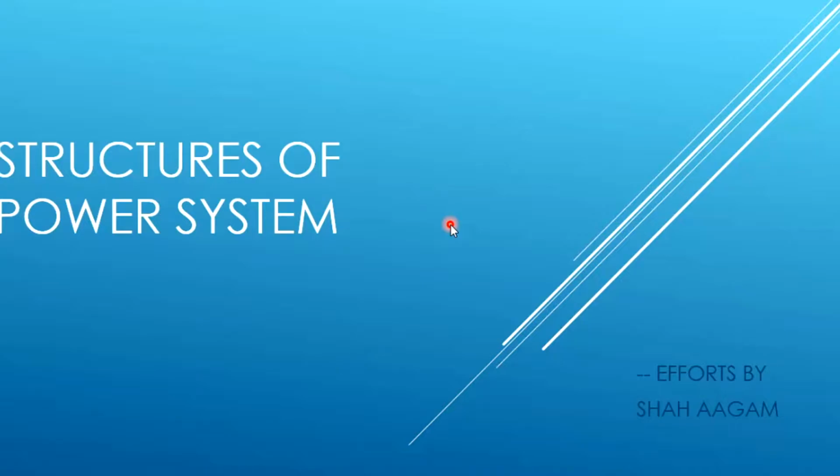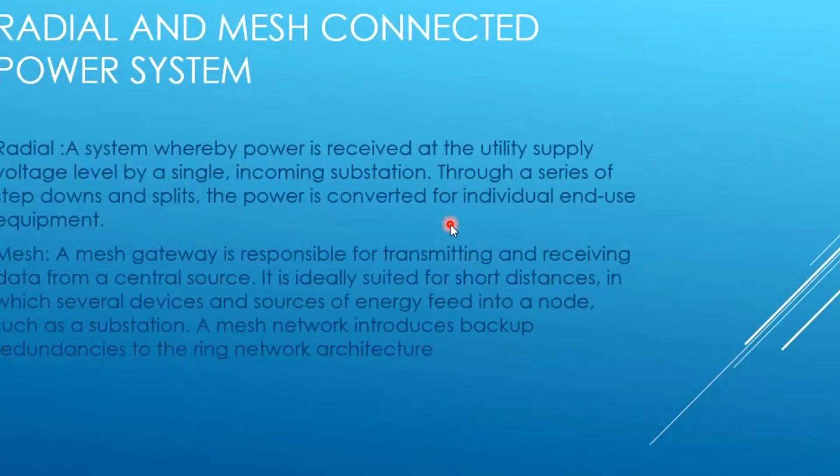And today in the course of Fundamentals of Power System, we are going to discuss the structures of power system. First of all, there are two main structures of power system, that is radial and mesh connected power system. We will briefly start with the radial type of power system.